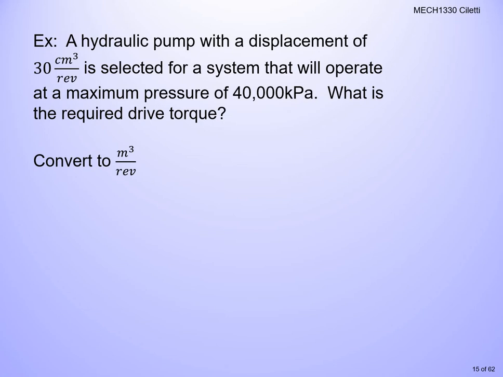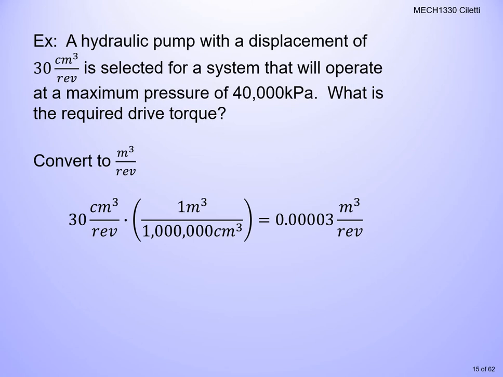So we have to convert that 30 cubic centimeters per revolution to cubic meters per revolution. Based on what I gave you a few slides ago, we have to know that in 1 cubic meter, there are 1,000,000 cubic centimeters. So we take 30 and divide it by 1,000,000, or we can just move the decimal 6 places to the left. That'll take care of business for us. So we get 0.00003 cubic meters per revolution. We've done our conversion.